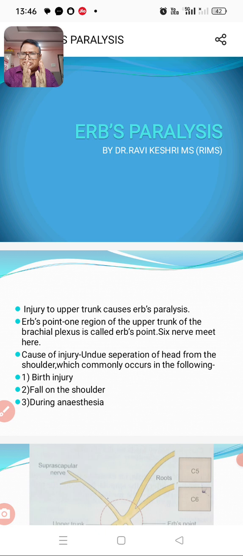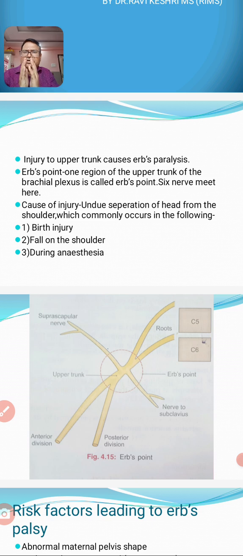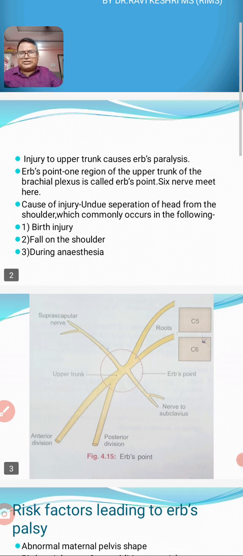And next, what is Erb's point? One region of the upper trunk of the brachial plexus is called Erb's point, where the six nerves meet. What are the six nerves?